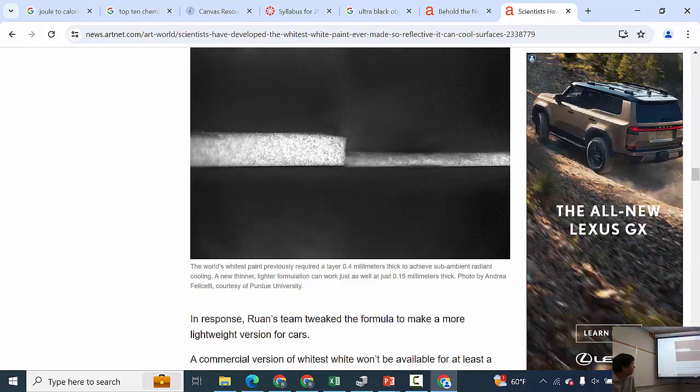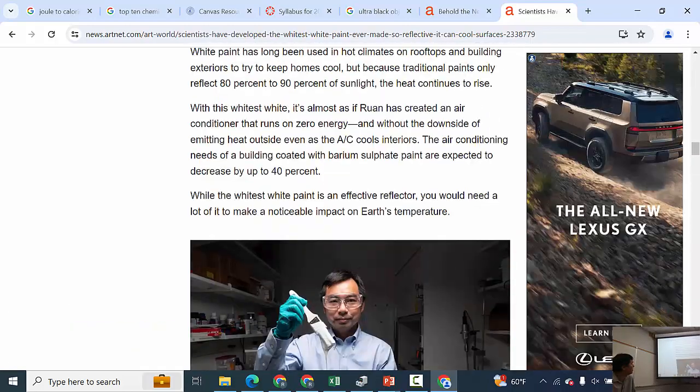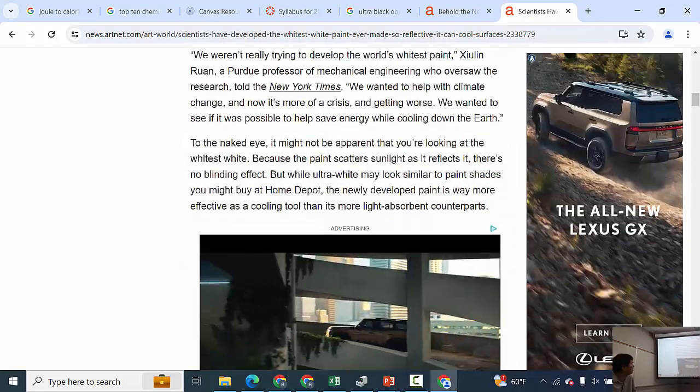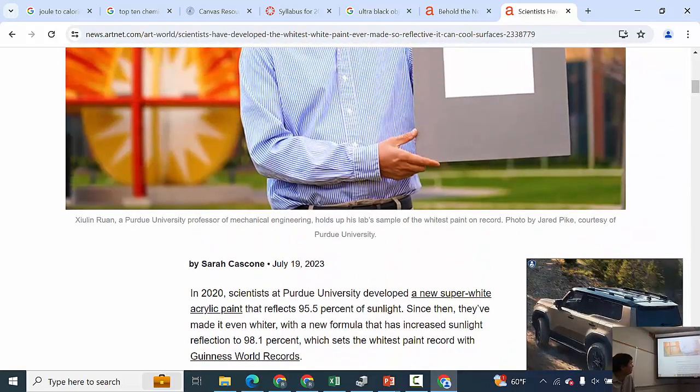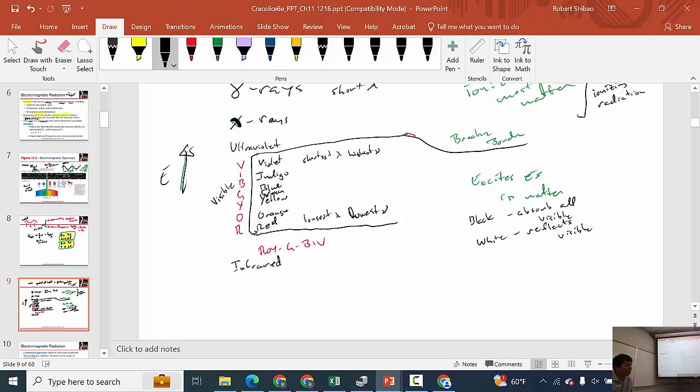Ooh, the world's whitest paint previously required 0.4 millimeters. This is what I remember reading. It used to have to be pretty thick, but now they can just work with 0.15 millimeters, or 150 microns. Yeah, so this came out in Chemical and Engineering News last year.